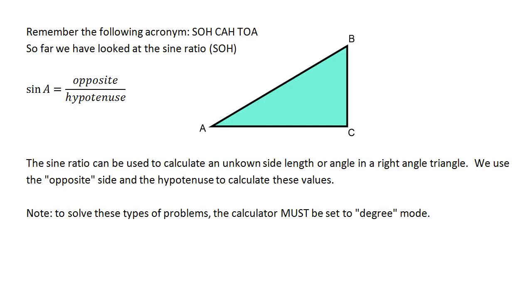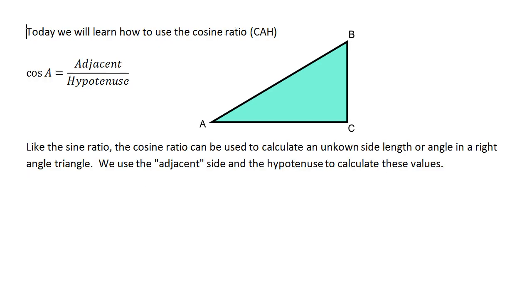Now remember from last lesson the acronym SOHCAHTOA. We have so far looked at the first three letters, the SO, and we learned that SO stands for sine of an angle is equal to opposite over hypotenuse. Today we're going to be looking at the second part, which is the CA part, and that is the cosine ratio. Cosine of an angle is equal to adjacent over hypotenuse.